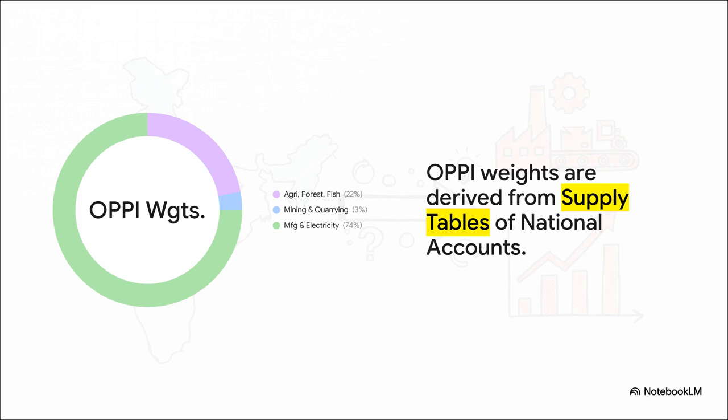Now, these specific weights aren't just guessed, they're derived directly from the supply tables of the national accounts. For us economists, this methodology is a massive deal because it tightly binds the index to the actual contemporary makeup of India's domestic output. We aren't just relying on random surveys of traded commodities anymore, the whole index is mathematically anchored to the true, real-world size of these underlying sectors.